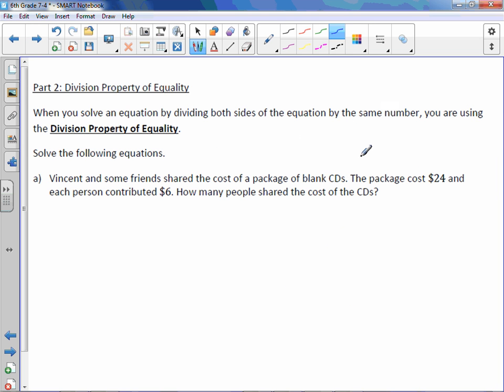When you solve an equation by dividing both sides of the equation by the same number, you are using the division property of equality. Solve the following equations.